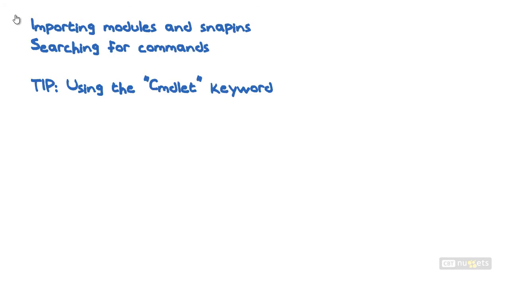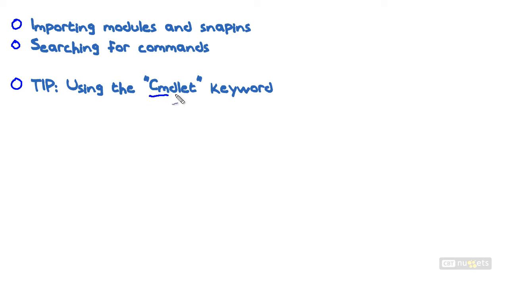Here's how we'll tackle this topic. I'm going to start by showing you how to import modules and snap-ins into the shell. Modules and snap-ins are how the shell extends itself and adds functionality. Once you've got that taken care of, I'll show you how to search for individual commands that will perform whatever task it is you're trying to complete. And because sometimes I know you're going to wind up on a search engine trying to figure this stuff out, I'm also going to show you a really cool tip using the cmdlet keyword.